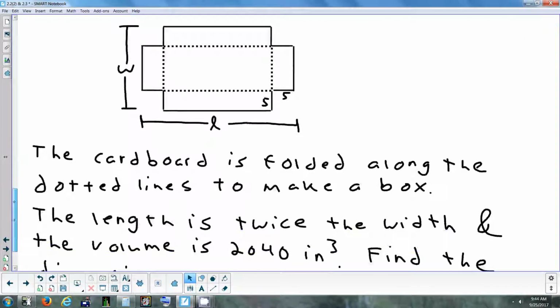All right. So the cardboard is folded along the dotted lines to make a box. And they tell us that the length is twice the width. Okay, so that's going to be important. And the volume of the box after we fold it is going to be 2,040 cubic inches.